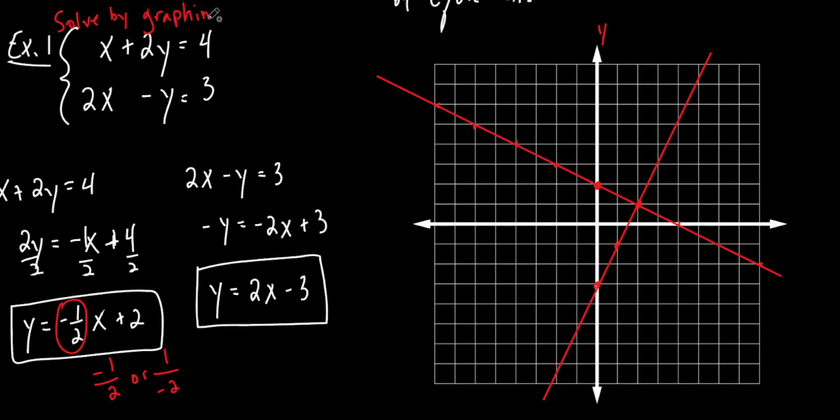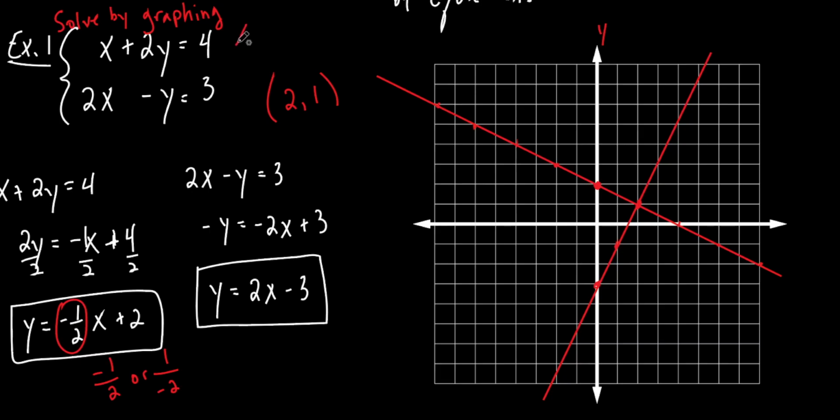Which means you graph both of the lines, find out where they intersect, and the x and the y are my solutions for this. Okay? So where is that point? 1, 2, 1. So what is my solution? It's 2, 1.